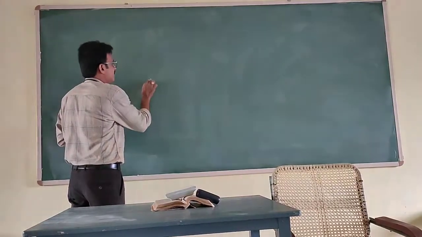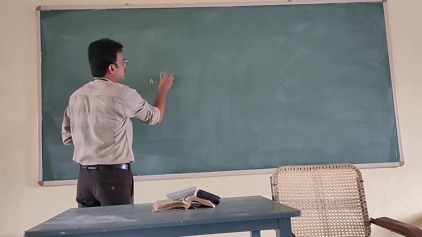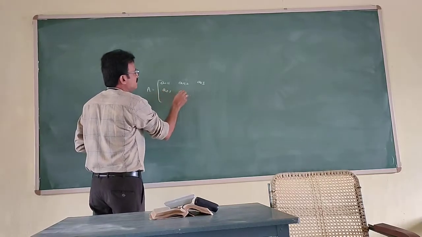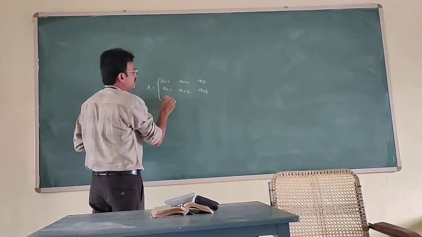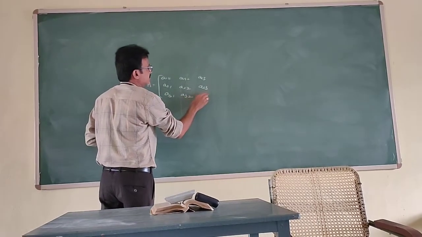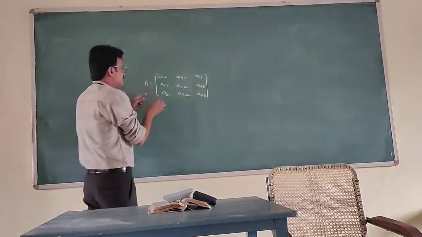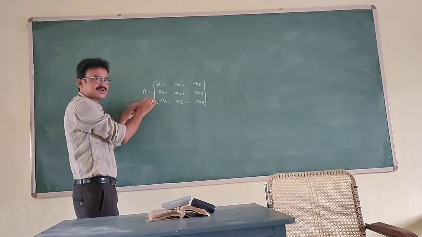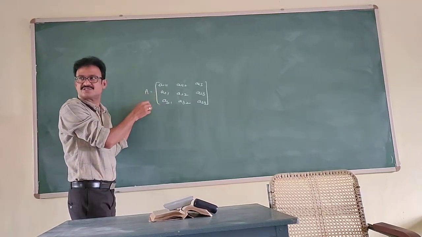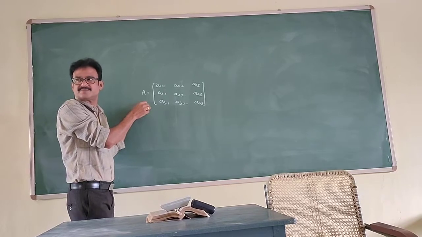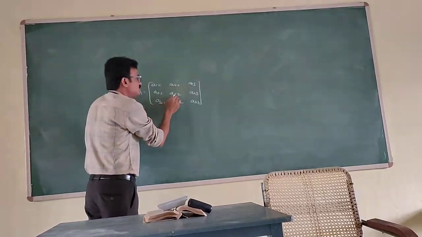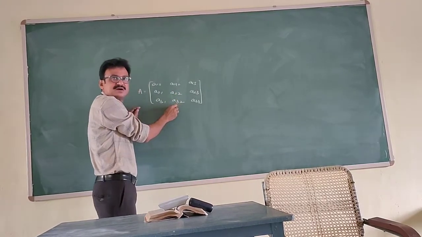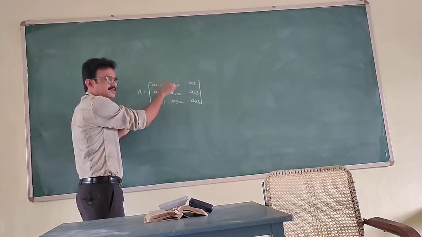If A is a 3 by 3 matrix, with entries A11, A12, A13, A21, A22, A23, A31, A32, A33. Here A is a 3 by 3 square matrix. 3 by 3 means it is a square matrix, because the number of rows is equal to the number of columns. A22 is an element of the second row and second column. A32 is an element of the third row and second column.